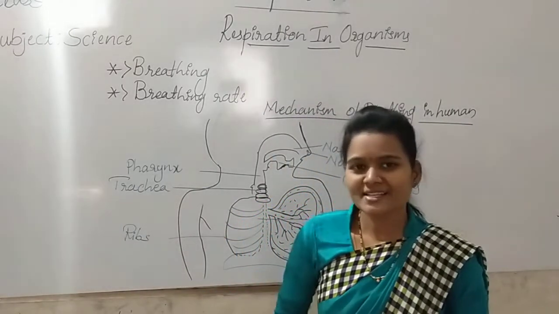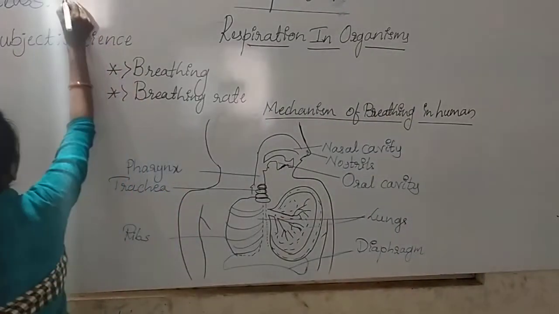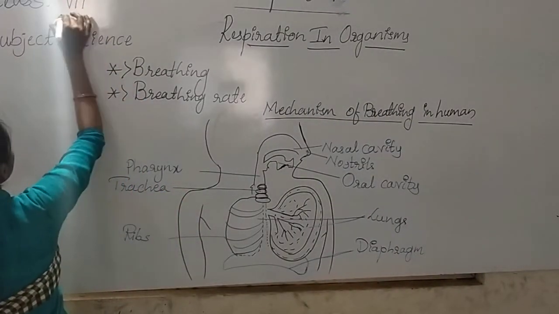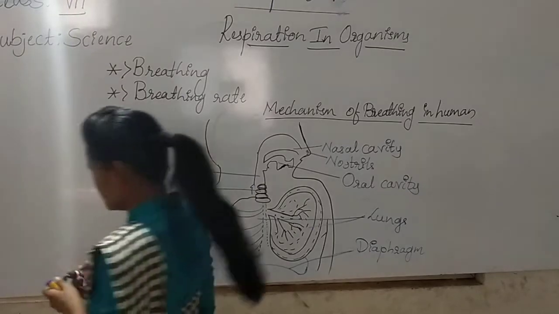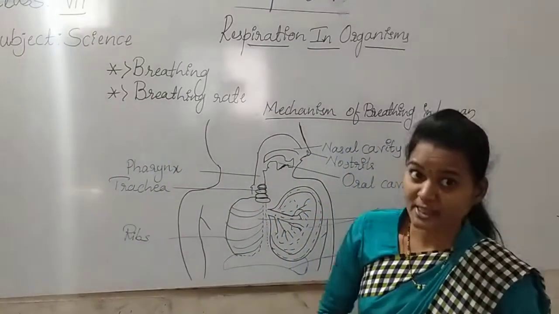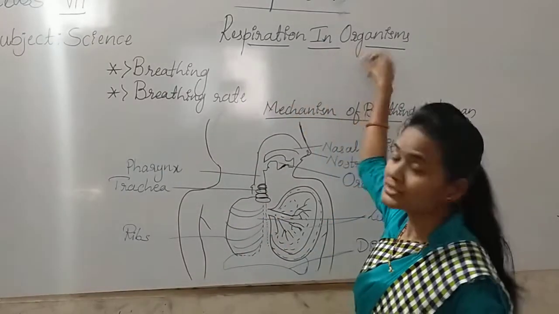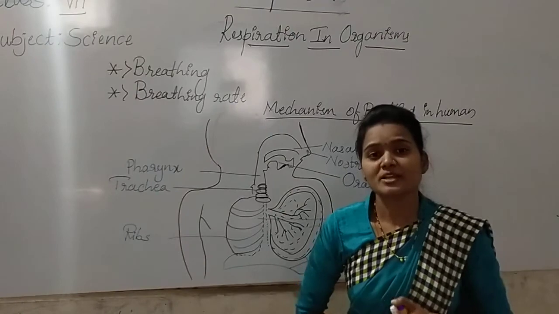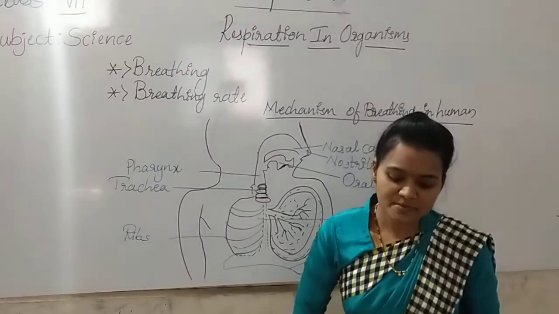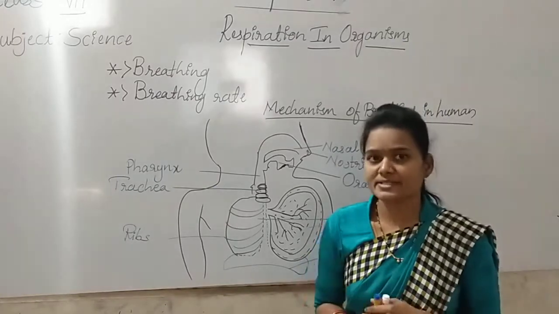Students, for the class of 7th, we are discussing the science subject. We already started chapter 10, which is respiration in organisms. First of all, we do the revision and then go to the next topic.